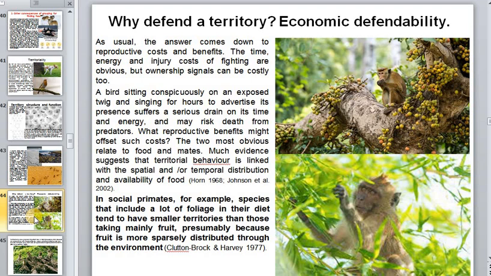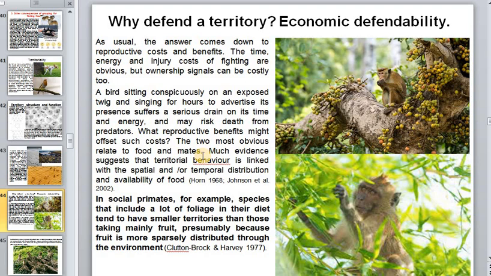But ownership signals can be costly, and birds seen singing for hours to advertise their presence are a serious drain on time and energy, and may risk death from a predator. What reproductive benefits might offset such costs? The two most obvious relate to food and mates, of course, in this case.